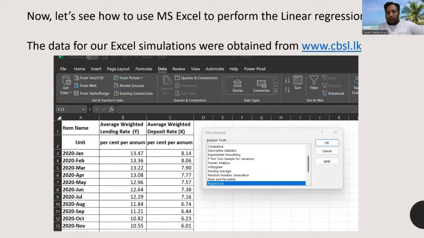Okay, now let's move on to Excel, and let's see how Excel will give us the regression output. In order to demonstrate this Excel output, I downloaded some data from the Central Bank of Sri Lanka government site. And now let's move on to the Excel file.